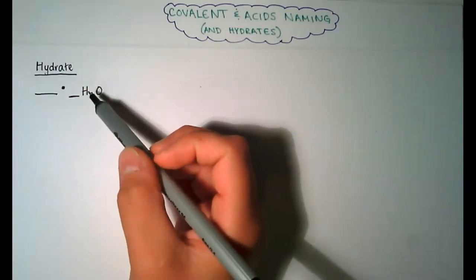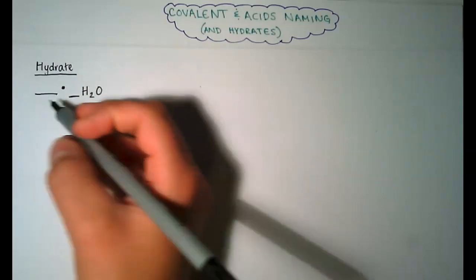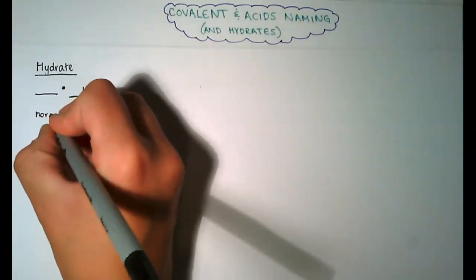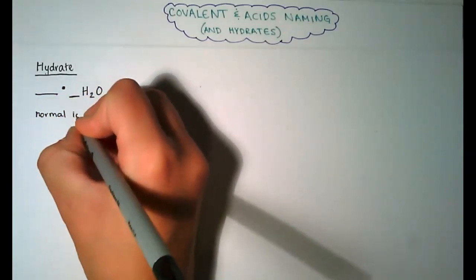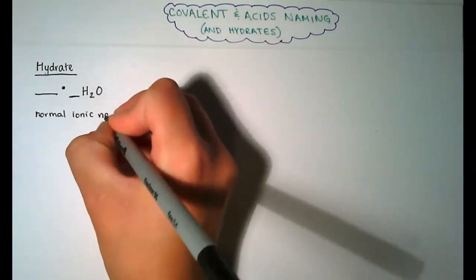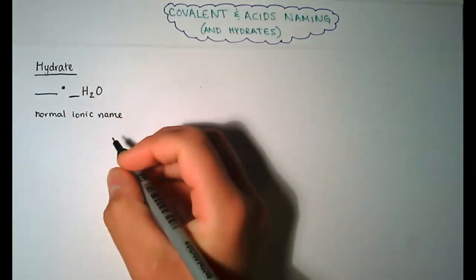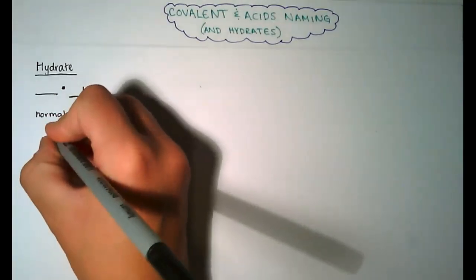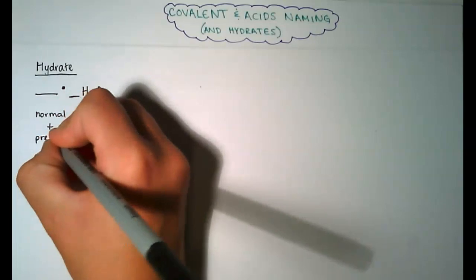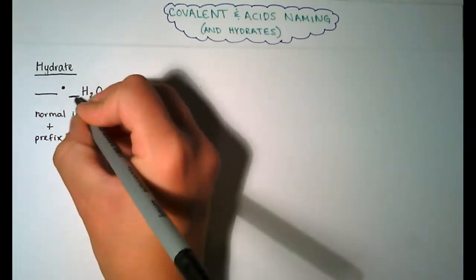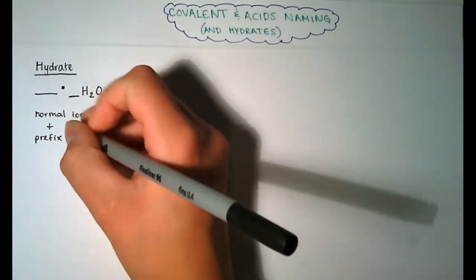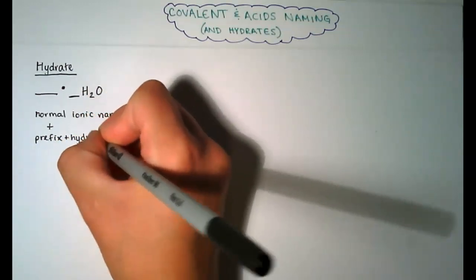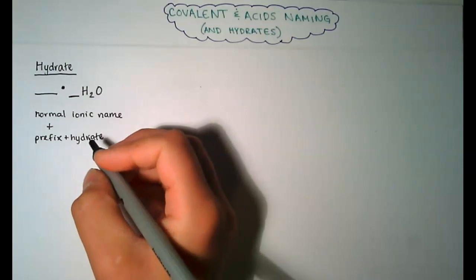And if you have a hydrate, you're just going to take the normal ionic name, following whatever naming rule you need to follow to get that name. And then you add a prefix indicating how many water molecules you have, and then the word hydrate. So let me show you what I mean here.